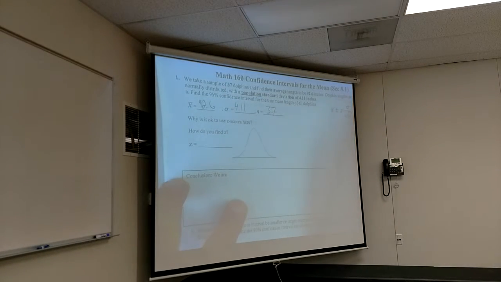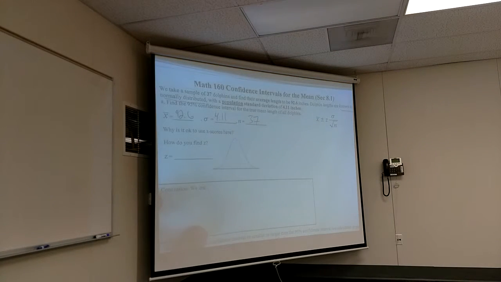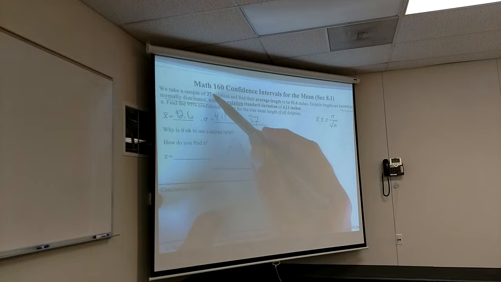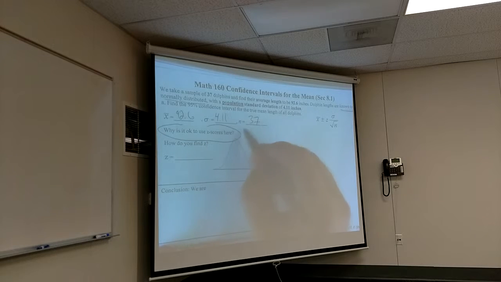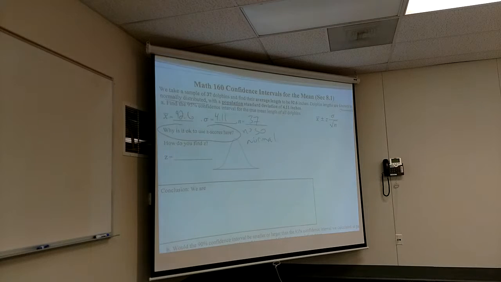So knowing this, is that necessarily needed for this problem? No. Why? Because the sample is greater than 30. If this would have been 17, you could still do the problem because it does say that they are normally distributed. I don't need the sample size if it states that. But here, the sample's big enough already anyway, so it doesn't matter. So that's why it's okay. Two reasons: n is greater than 30, and we already know it's normal. So I can use z-scores.